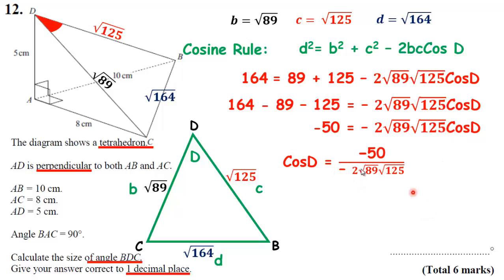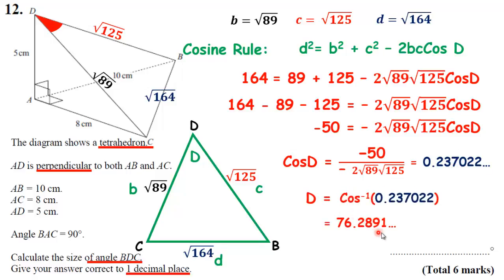Your calculator is going to tell you that this is equal to 0.237022, and then you need to inverse cos this. Make sure your calculator is in degrees mode. Inverse cos that value. Use the answer key to help you so you don't have to type in all the numbers, and you're going to get 76.2891. Remember, the question asks you to give the answer to one decimal place. So if I chop it off there, the next number along is an 8. That 2 is going to turn into a 3. So my final answer is 76.3.